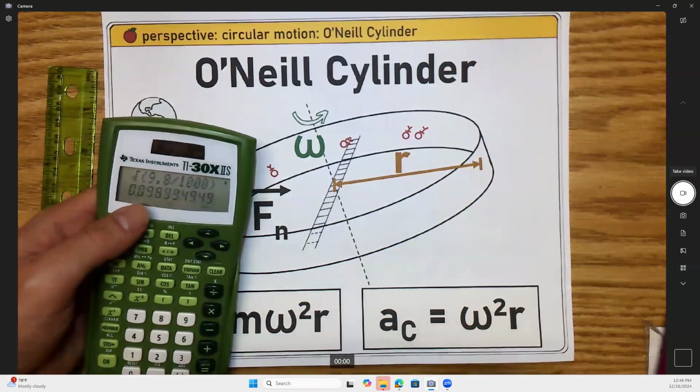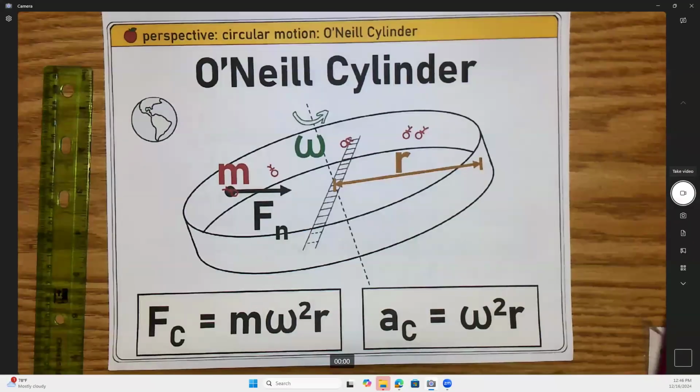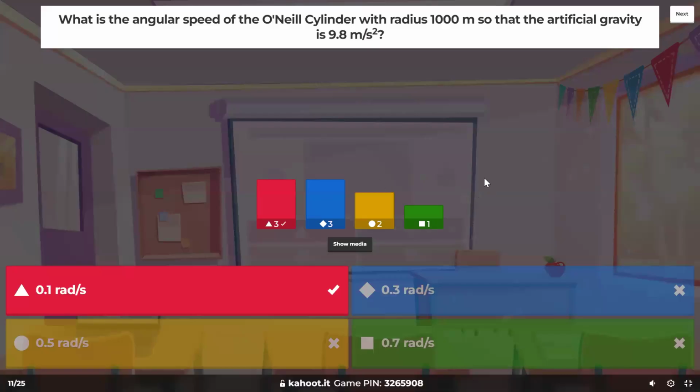Is 0.099 basically 0.1? Yeah. So 0.1, and then that would be radians per second.